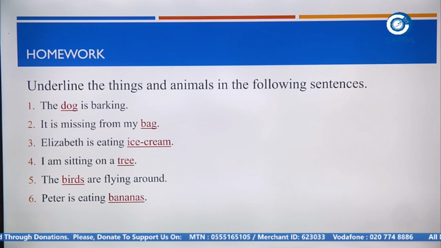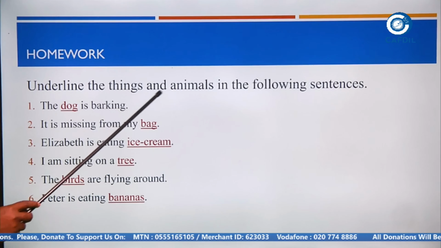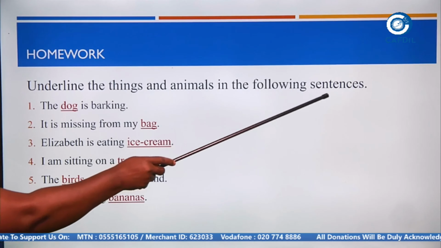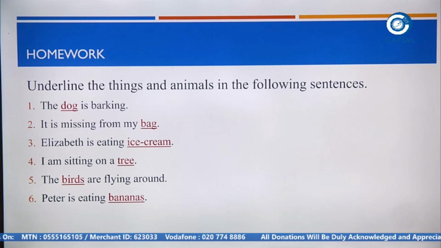On common nouns, you were asked to underline the things and animals in the following sentences. You were made to understand that common nouns are names of things, animals, and places, and we limited ourselves to names of things and animals. I gave you examples and told you that whenever you are writing a name of a common noun, you begin with a small letter. So you are going to underline common nouns in these sentences.